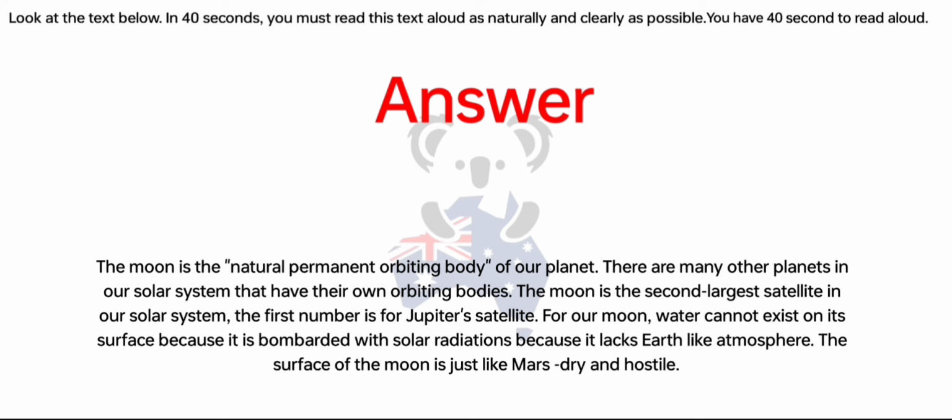The Moon is the natural permanent orbiting body of our planet. There are many other planets in our solar system that have their own orbiting bodies. The Moon is the second largest satellite in our solar system, the first being Jupiter's satellite. Water cannot exist on our Moon's surface because it is bombarded with solar radiation and lacks an Earth-like atmosphere. The surface of the Moon is just like Mars, dry and hostile.